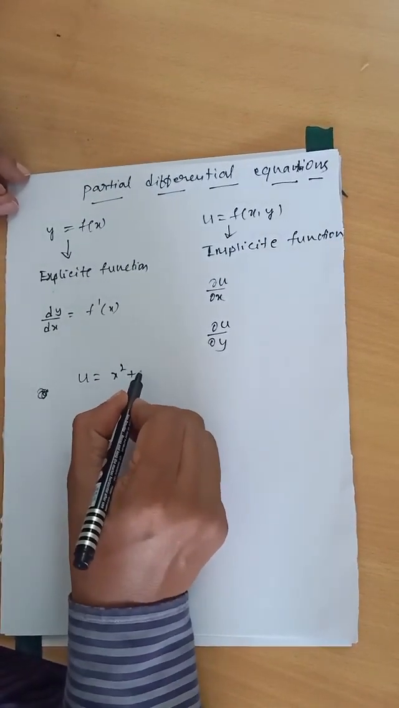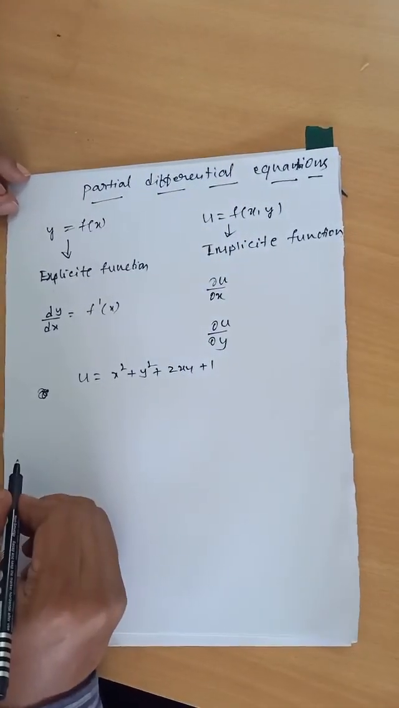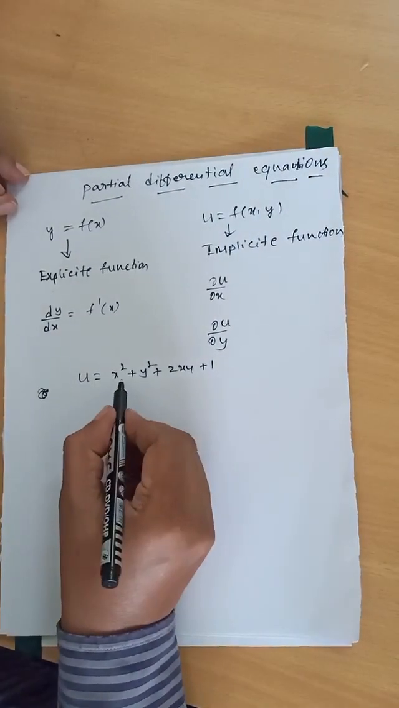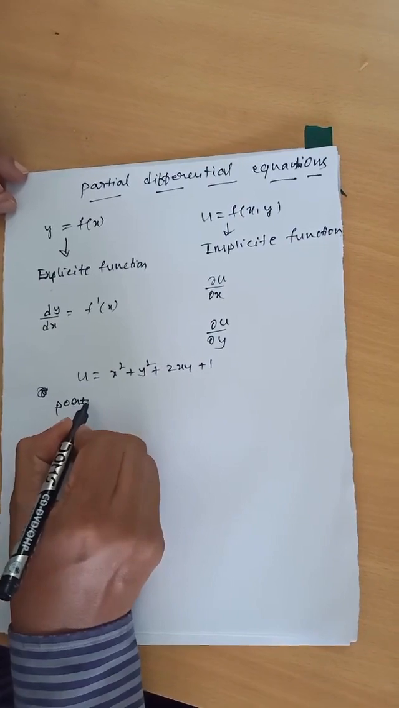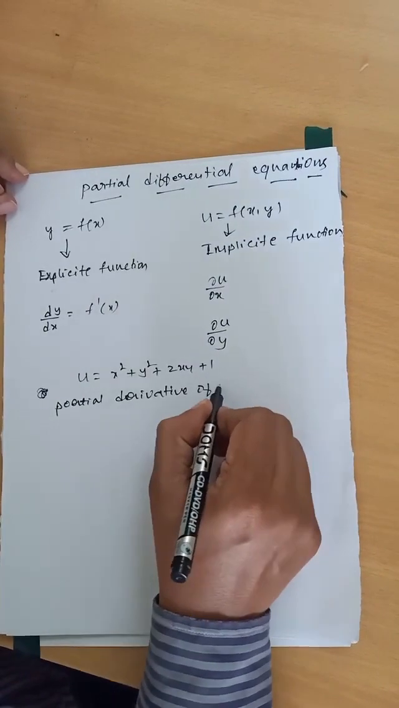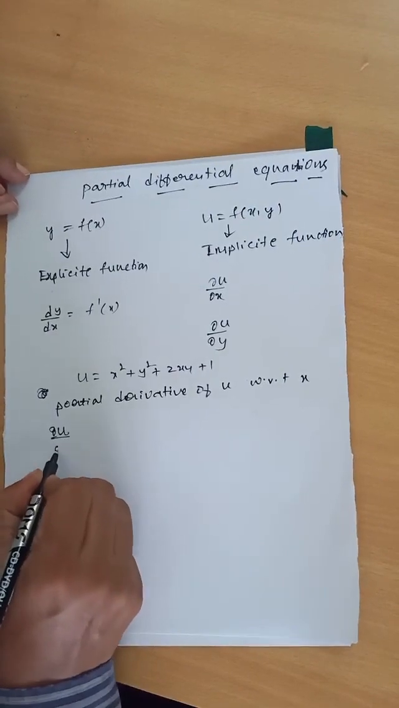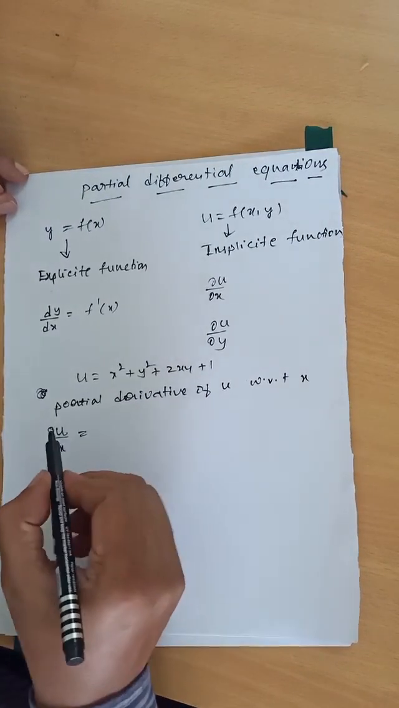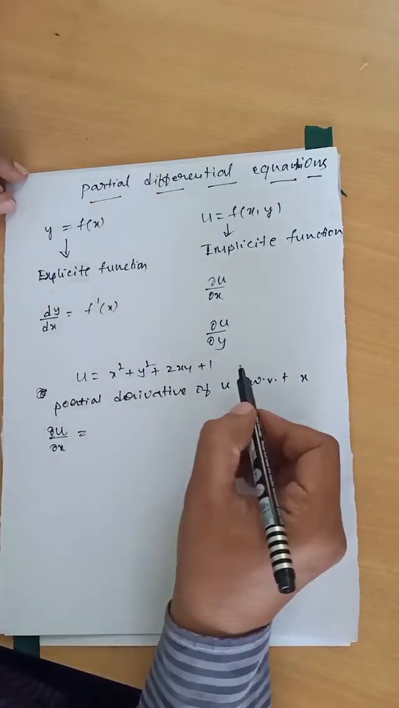Suppose u equals x square plus y square plus 2xy plus 1. See, u is a function of both x, y and a constant term. Because of more than one variable, we apply the partial derivative of u with respect to x, that is dou u by dou x. What happens on the right hand side? Dou u by dou x means partial derivative of u with respect to x, means we differentiate only the x term, treating other variables as constant.